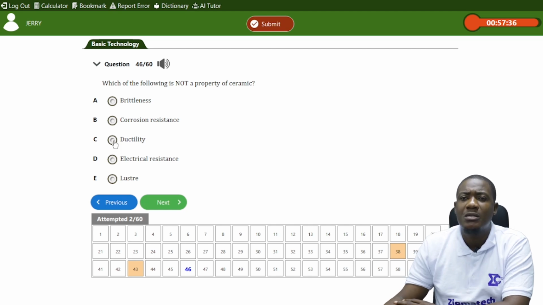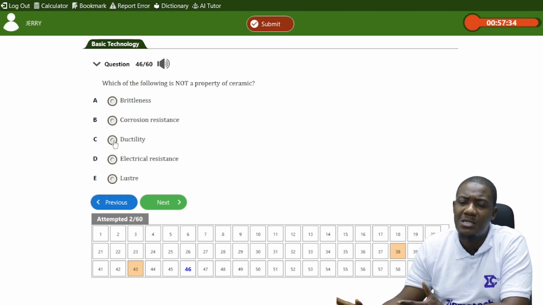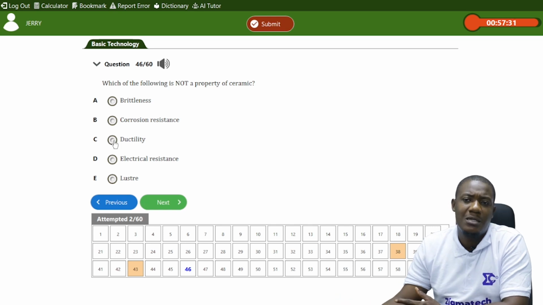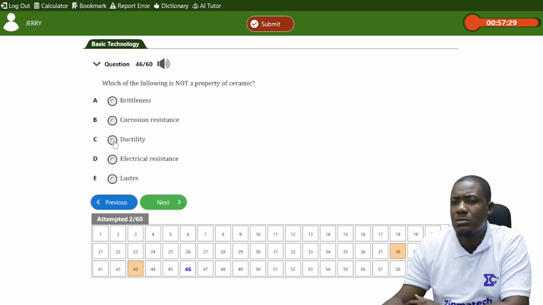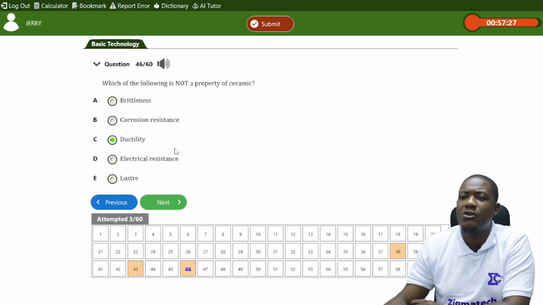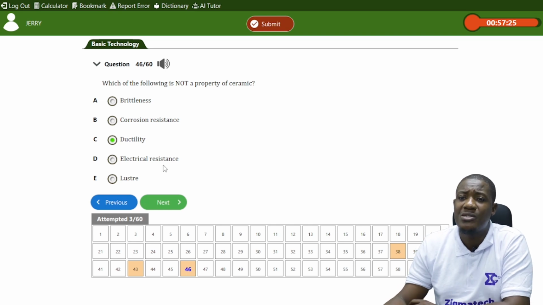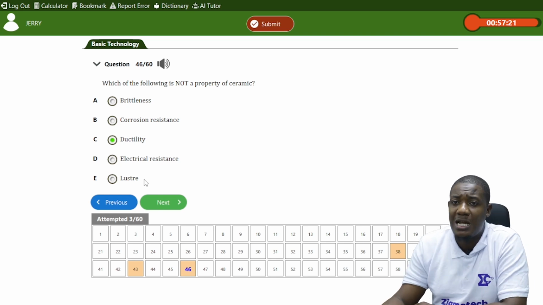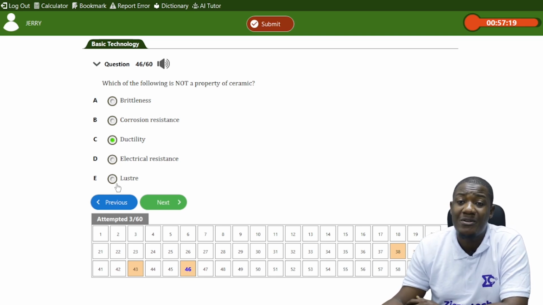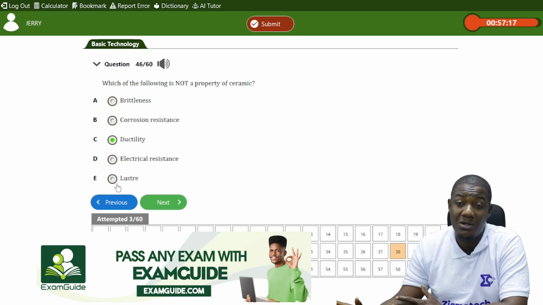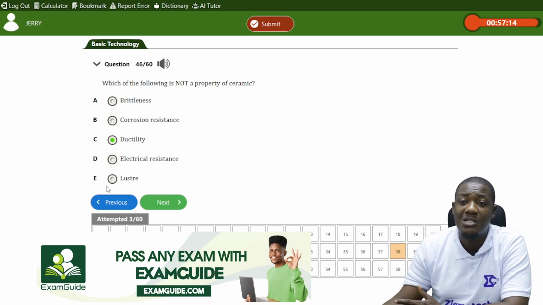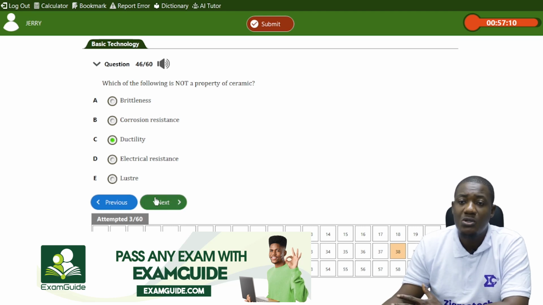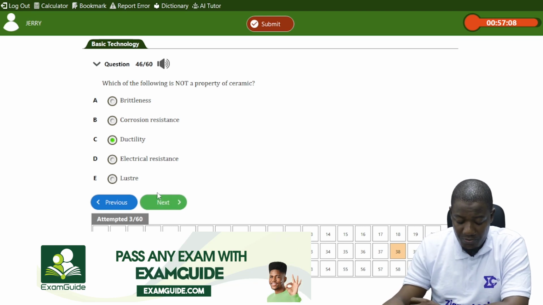Ductility, can we draw ceramics into wires? The answer is no. So ceramics are not ductile. They are resistant to electricity. That's why they are used as insulators in electric transmission. They have luster, they are shining. We have some tiles that you can see yourself in while you're looking at them. So they show that shining property too, but they are not ductile. So ductility is the right option there.